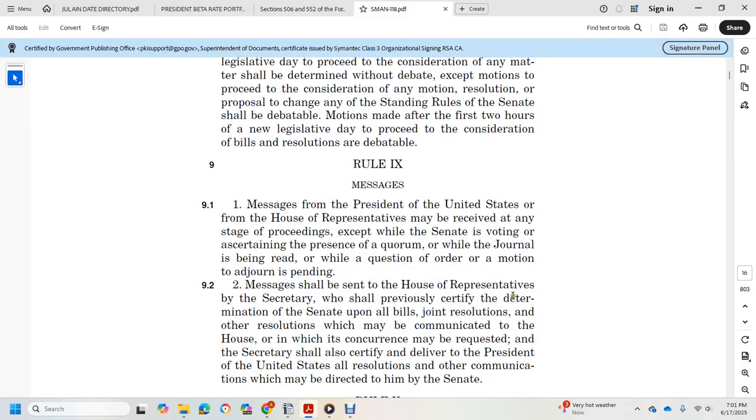The Secretary shall previously certify the determination of the Senate upon the bills, joint resolutions, and other resolutions which may be communicated to the House, or in which concurrence may be requested, and the Secretary shall also certify and deliver to the President of the United States all resolutions or other communications which may be directed to him by the Senate.